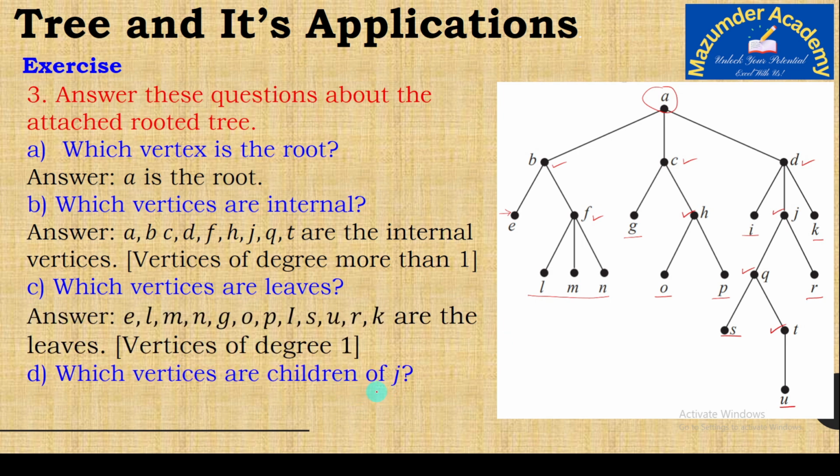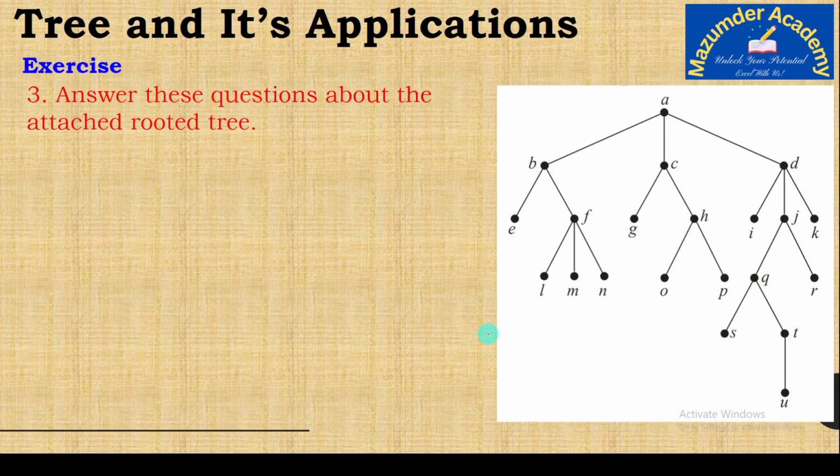Which vertices are children of J? If we go to vertex J, its children are Q and R. Clearly, Q and R are the children of J. Next question is, which vertex is the parent of H? H is here, and the parent of H is C.